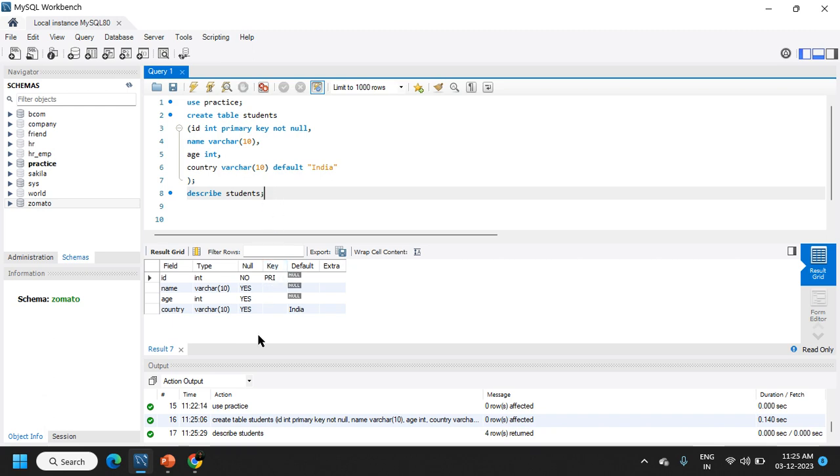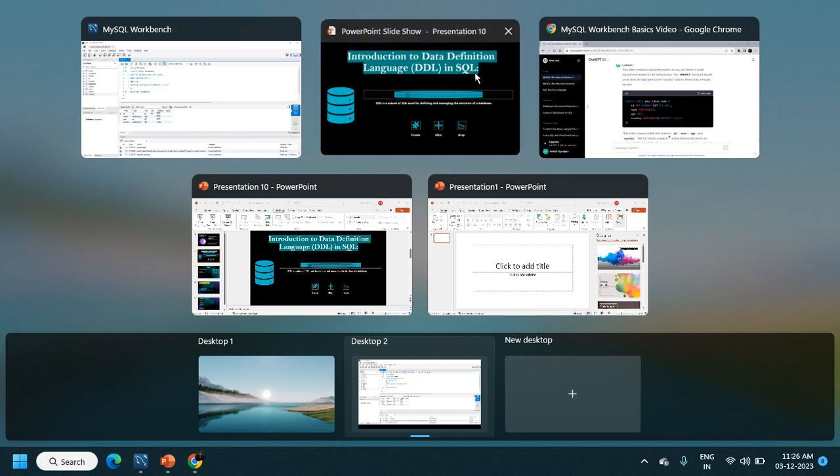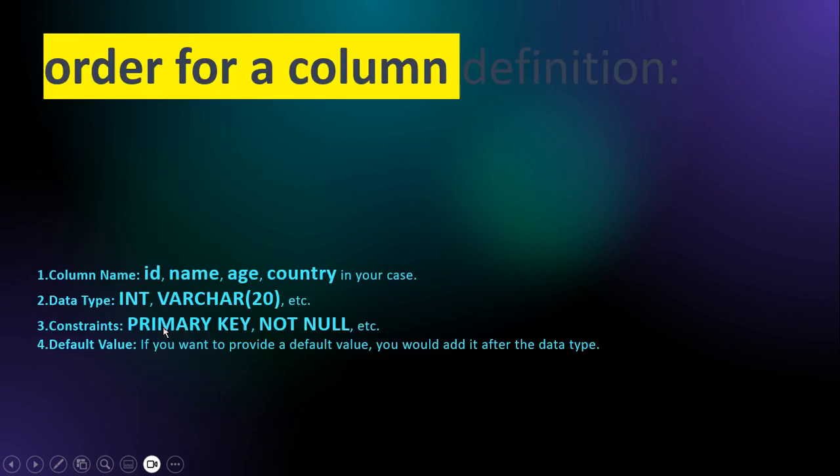So after this we need to understand what the data types are. First, understand the order of defining the columns. In defining the table, we first need to give the column name, as I give id, name, age, and country in my case. So that is the column name.